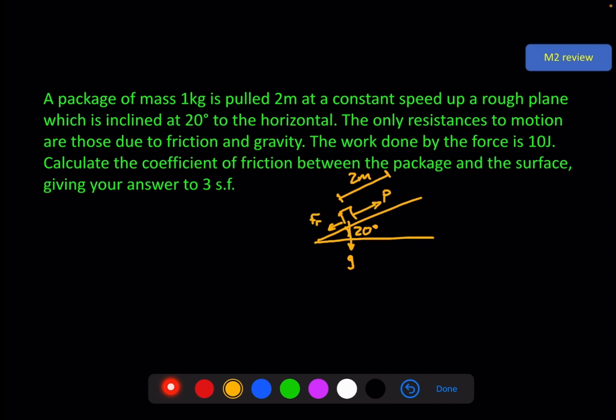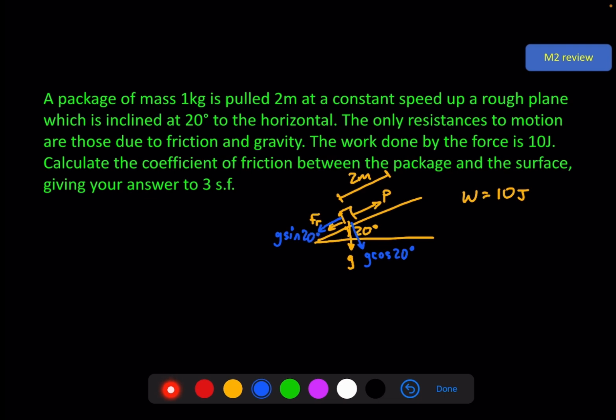The work done by the force is equal to 10 joules. Note that's the work done by the force, not against gravity or against friction. That's the work done by this force here. Calculate the coefficient of friction between the package and the surface. So first I'm going to split the weight into its component parts. Here we've got g cosine 20 degrees, and then down the plane here, g sine 20.